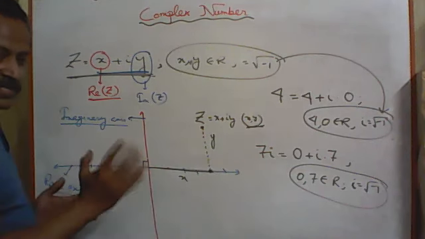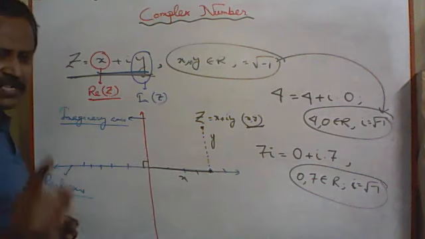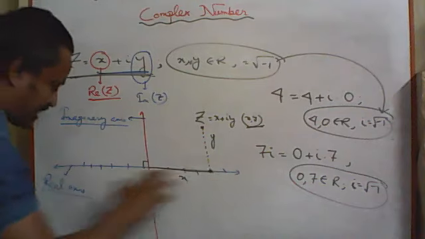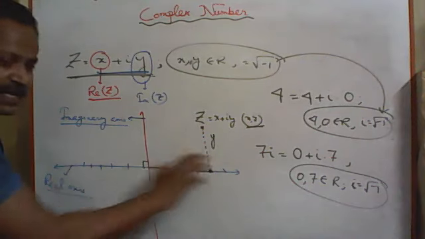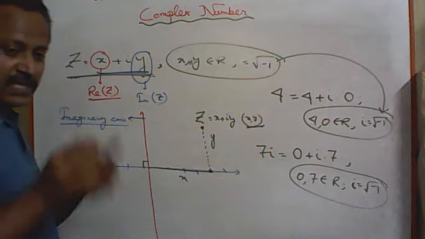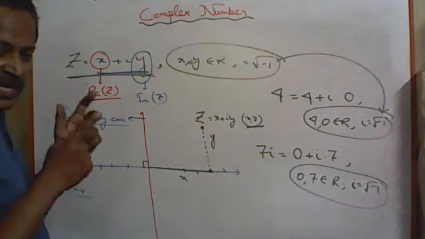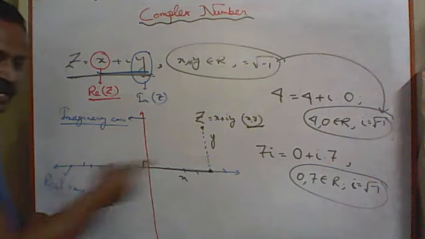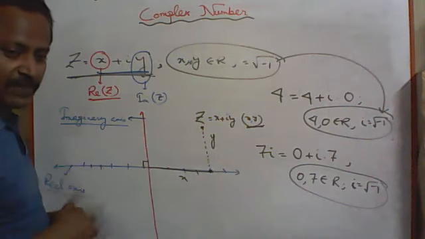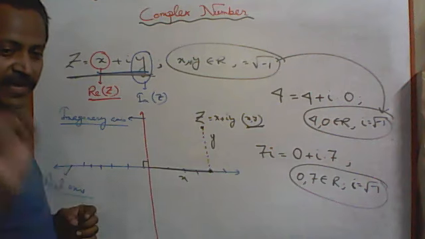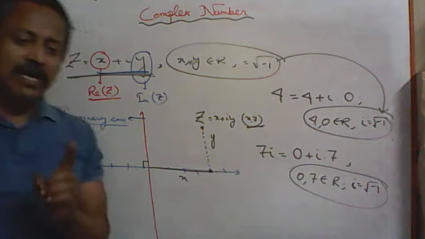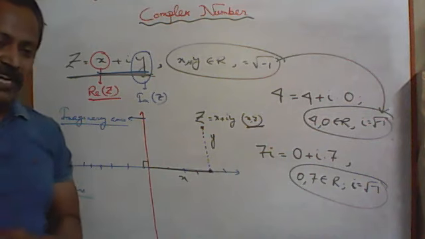Now, we can say any complex number, if it is a purely real complex number, can be placed along the horizontal line, that is the real line. So purely real complex numbers can be placed along the real axis, along the horizontal line in the Argand plane.